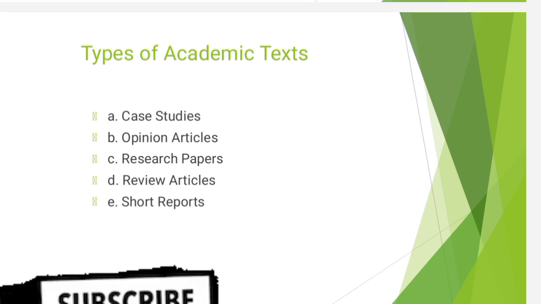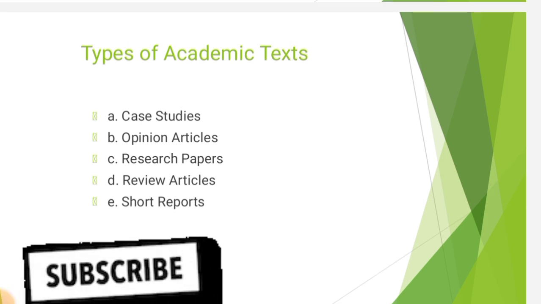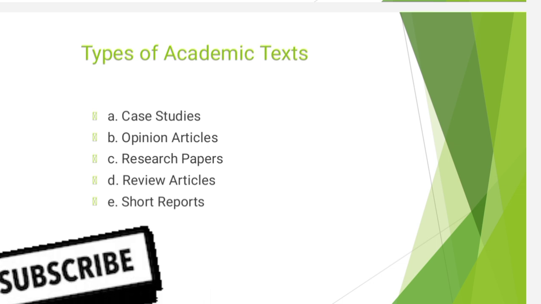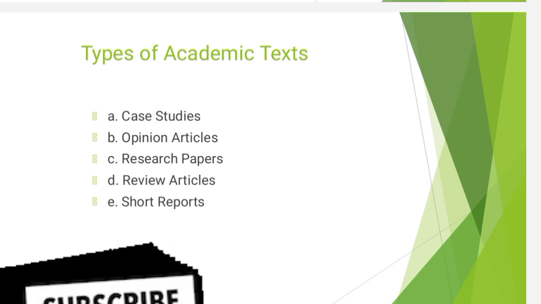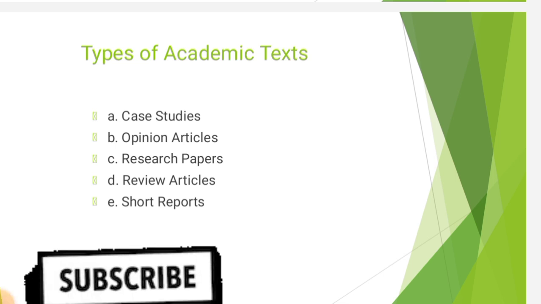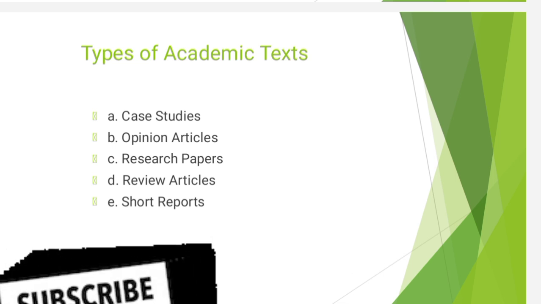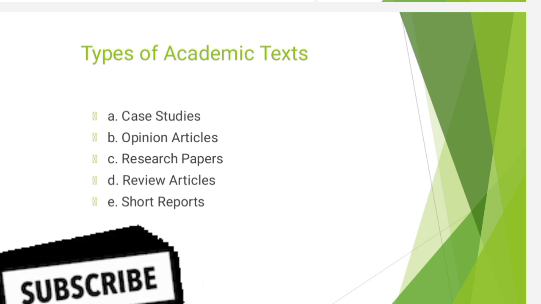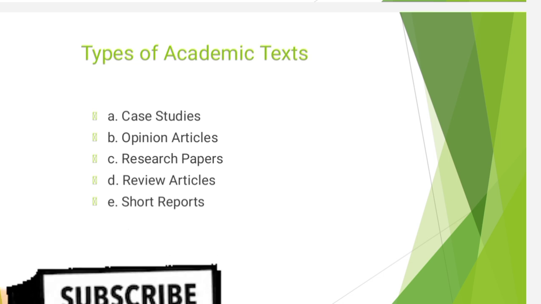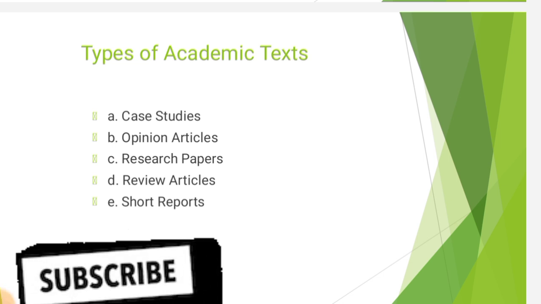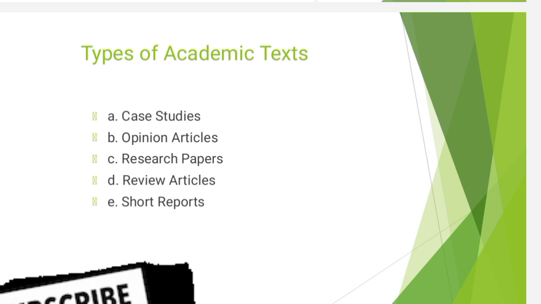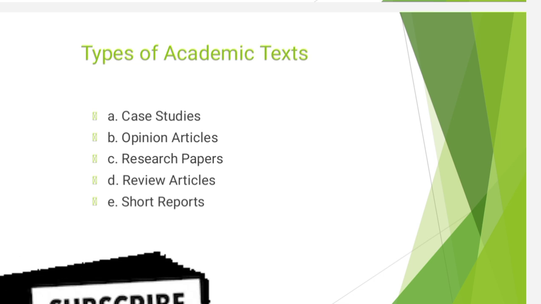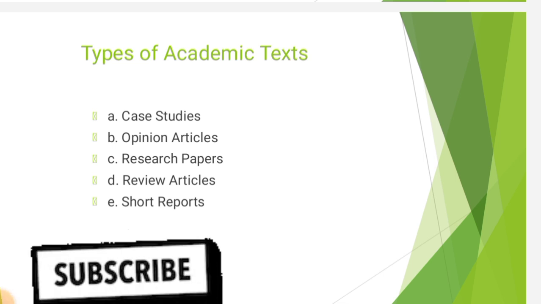Third one, research papers. The main purpose of it is to present original research findings. It has an abstract summarizing the study, and it also includes the introduction outlining the research questions and hypotheses, methodology which explains how the research was conducted, and results, which present the data collected, discussion interpreting the results, and conclusion summarizing the findings and suggesting further research.